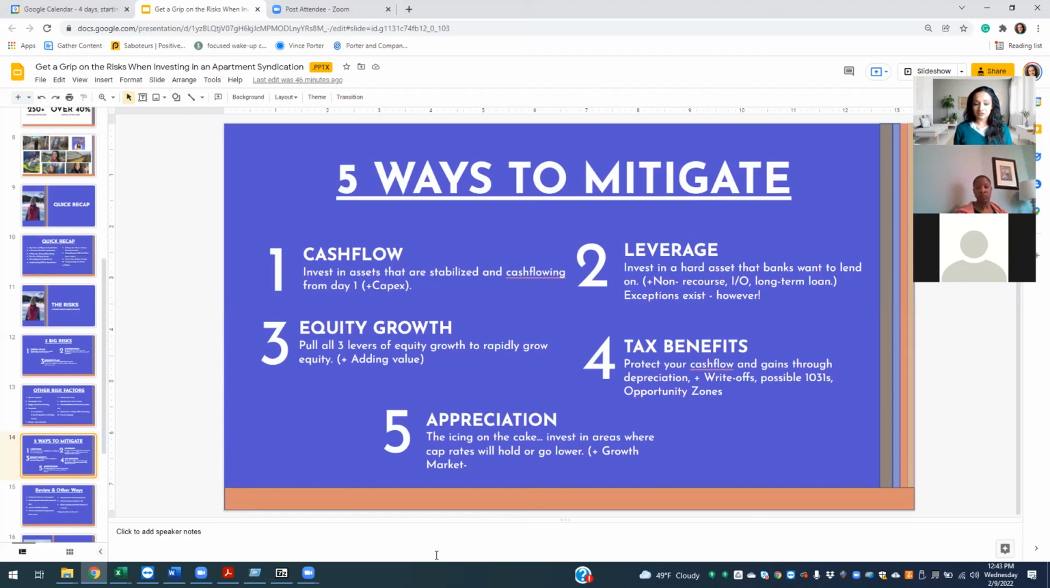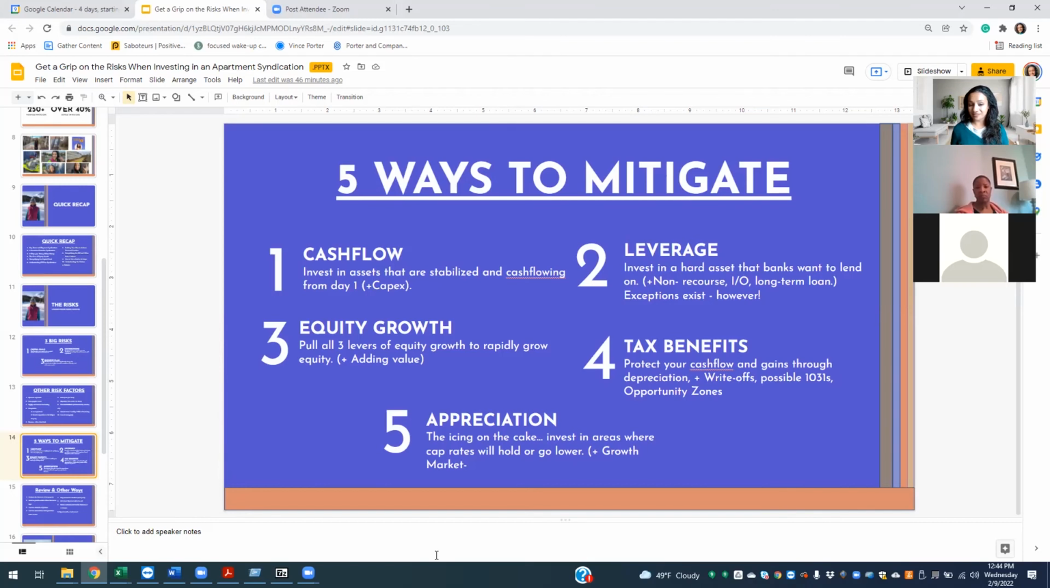So that's number two. Number three, equity growth. One of the great things about real estate is that we're not just relying on one way to make money. We're able to make money in different ways. For example, when we talk about the three levers, one, we can bring the rents up to market. Oftentimes we're buying properties that do not have market rate rents. It's a very common way to increase the value of a property. And number two, we can decrease expenses.